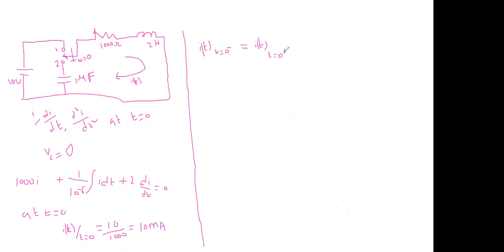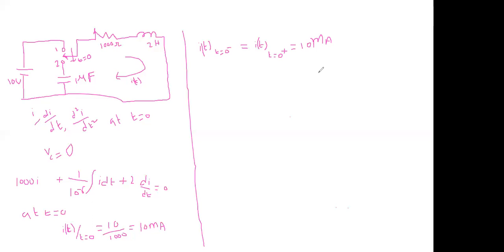Why? Because an inductor does not suddenly change its current value, in the steady state or in the short circuit condition. In all cases, the current flowing through the inductor, by the inductance property, at t equal to 0 plus and t equal to 0 minus, the value is 10 milliampere. Next, what is the case?